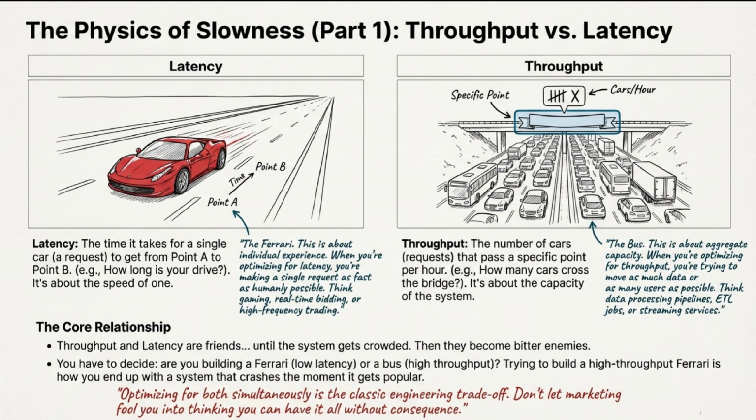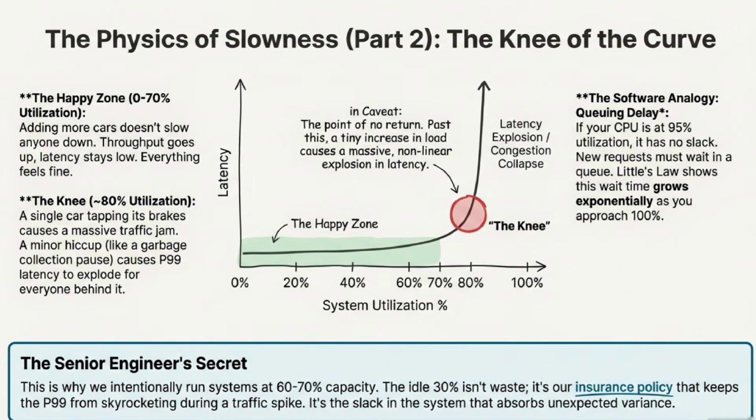Now, here is the first principle of performance that every senior engineer knows. Throughput and latency are friends until the system gets crowded. Then they become bitter enemies. When a highway is at 10% capacity, adding more cars doesn't slow anyone down. Throughput goes up and latency stays low. This is the happy zone. But as you reach 70%, 80%, or 90% capacity, something happens. It's called the knee of the curve.